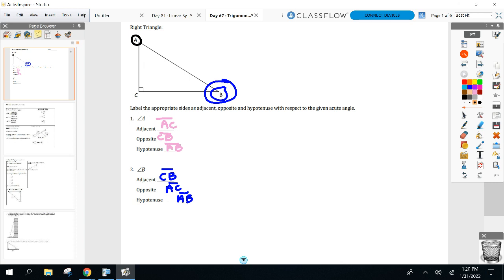What I'm going to introduce to you today is 3 brand new ratios you've never heard before. And remember what a ratio is: a number over a number, a value over another value, kind of like a fraction. So let me introduce those 3 ratios to you now.